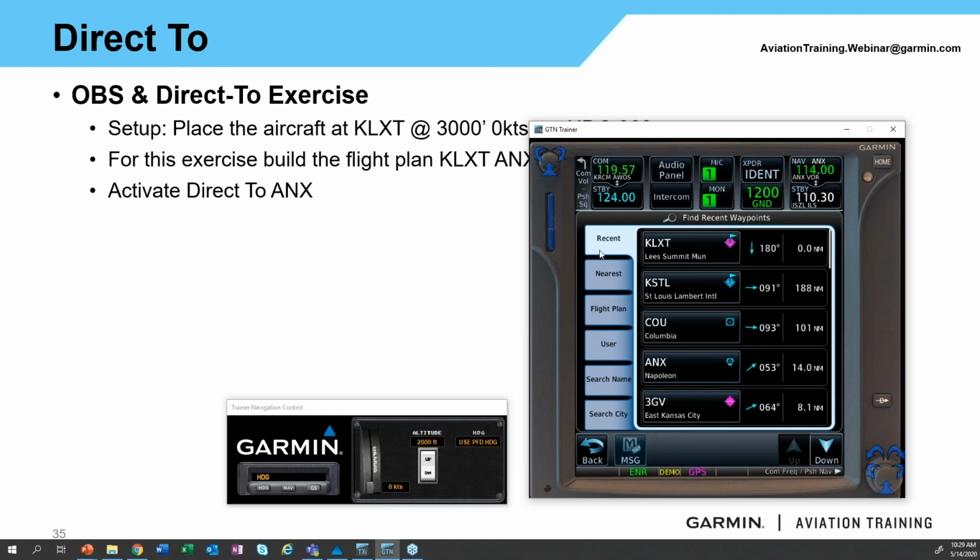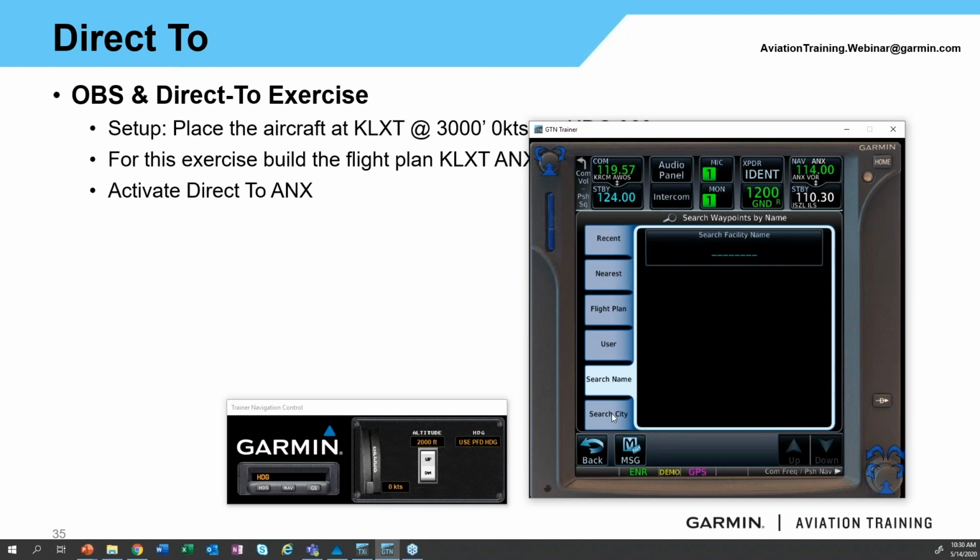Flight plan is going to be that first option up. I can go direct to a fix in there. So it can be pretty handy and save you some time with that twist on the big knob, little knob. Additionally to those four on the GTN, you also have search by name and search by city. Those are also available on most G3000 and G5000.